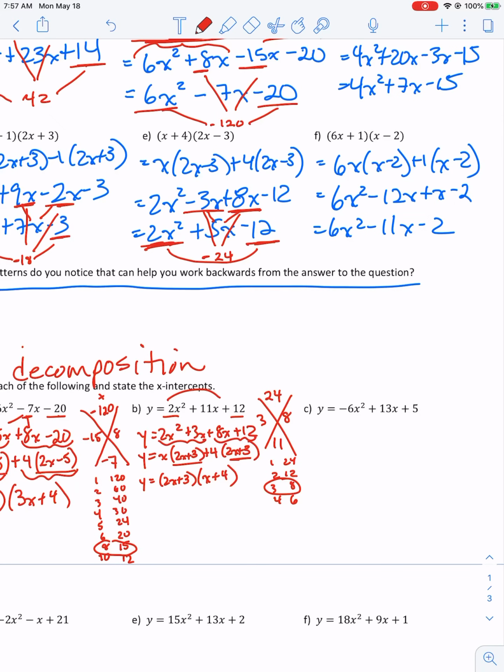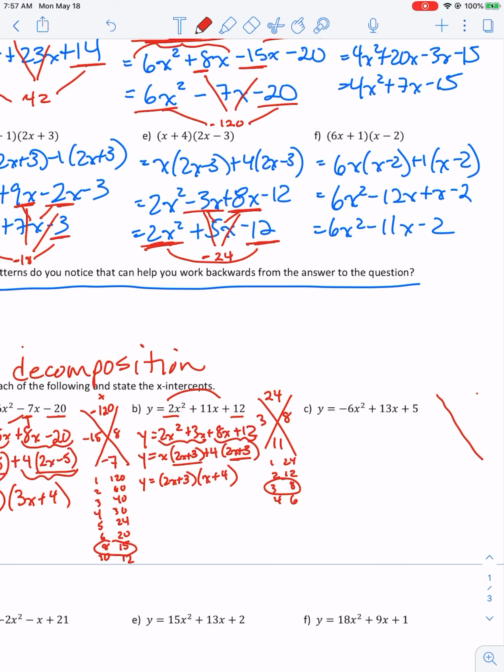Now for this one, you can either leave it as minus 6x squared plus 13x plus 5, or you could, if you wanted to, factor out that negative sign. That is okay as well. That would be doing common factoring first, which is fine. You don't have to. I can show you how the answers look different doing it either way.